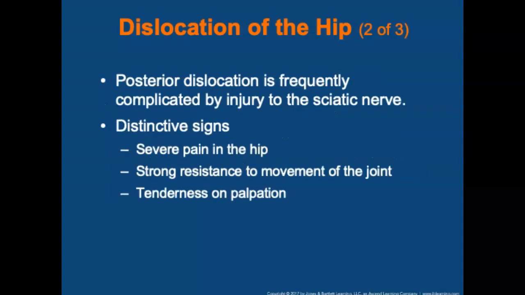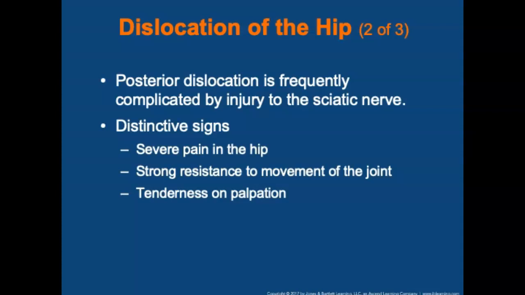Posterior dislocation of the hip is frequently complicated by an injury of the sciatic nerve, which is located directly behind the hip joint. The sciatic nerve is the largest nerve in the lower extremity. It controls the activity of the muscles in the thigh and below the knee and the sensation of most of the leg and foot. When the head of the femur is forced out of the socket, it may compress and stretch the sciatic nerve, leading to partial or incomplete paralysis of the nerve.